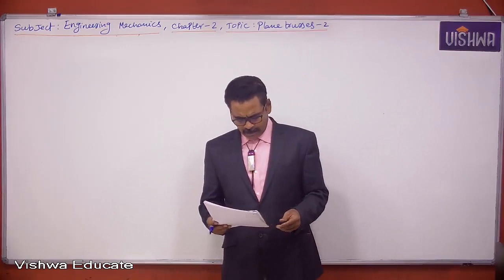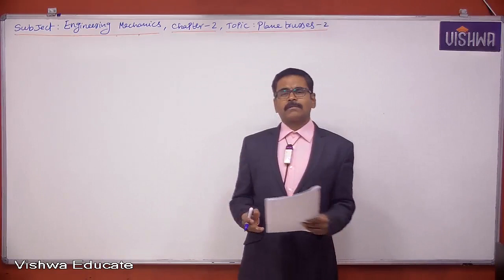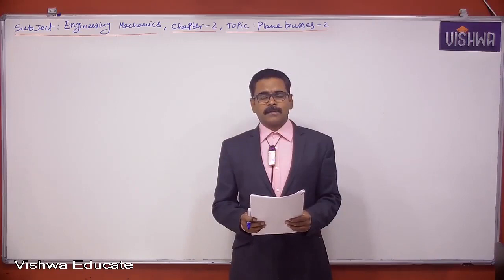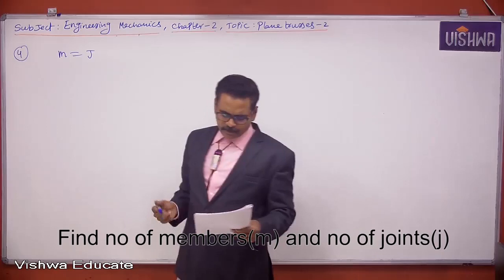In a truss, the number of members is equal to the number of joints. If they don't mention anything, you have to understand the truss is a perfect truss or rigid truss, right? So in a truss, number of members equals number of joints. That means M is equal to J. We have to find what is M, what is J.